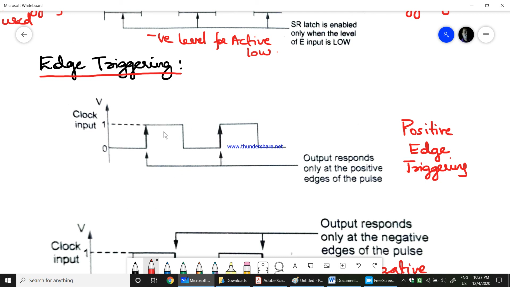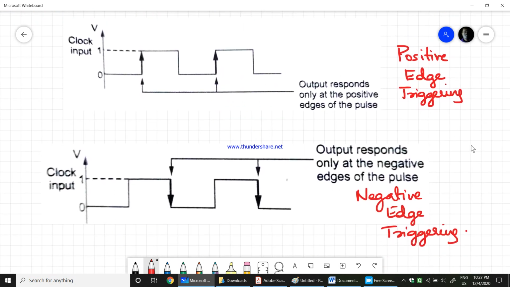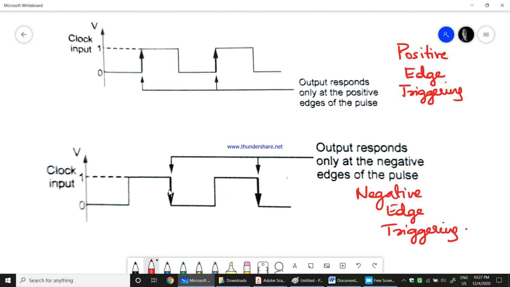So this is positive triggering, whereas negative triggering will always happen when the negative edge has been reached in the waveform. If you see, this arrow mark says it is a negative edge and this arrow mark says it is a positive edge. For every positive edge, your flip-flop will get triggered. Between each triggering, the flip-flop remains in a constant state. The flip-flop gets triggered only when the positive edge is obtained.